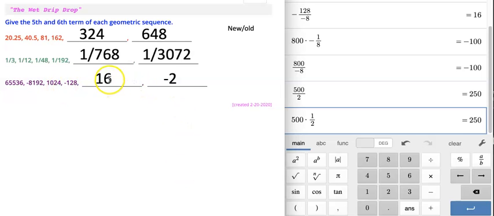Okay, all done. Careful with those because this one switches back and forth between a positive and negative, and then you'll be good to go.